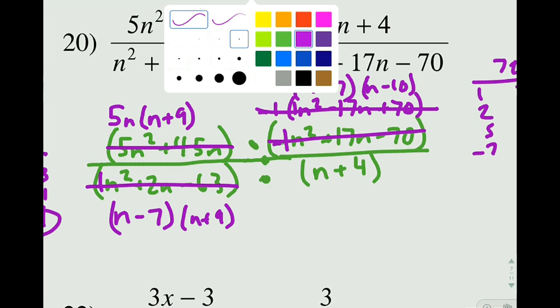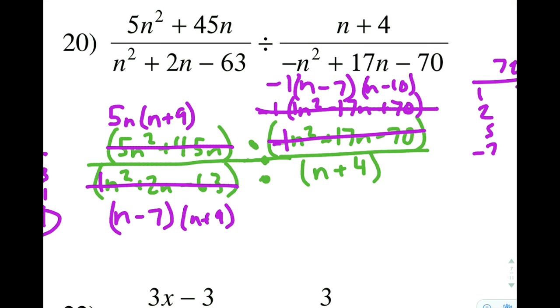And finally, I can start canceling things out. So I look from all of the tops to all of the bottoms, and I don't see an n plus 9 anywhere. Oh, I do. Cross these out. I see an n minus 7 group on top and bottom. Cross those out. The 5n seems to be unique. The negative 1 is unique. The n minus 10 is, and so is the n plus 4.